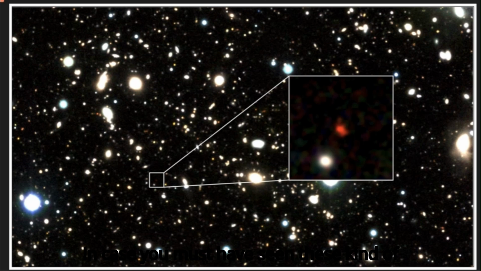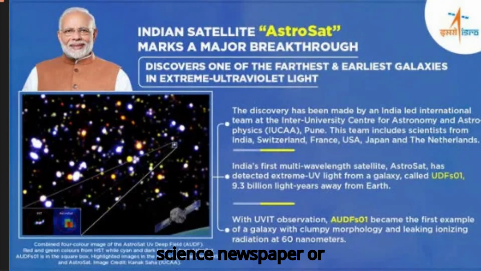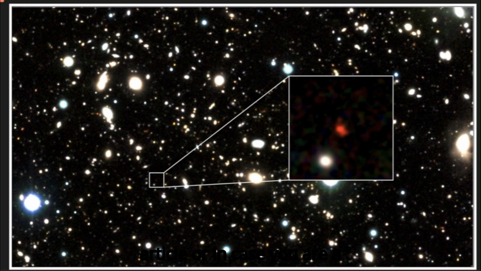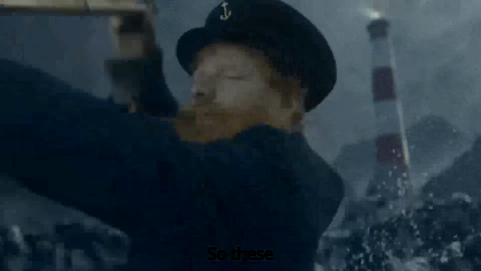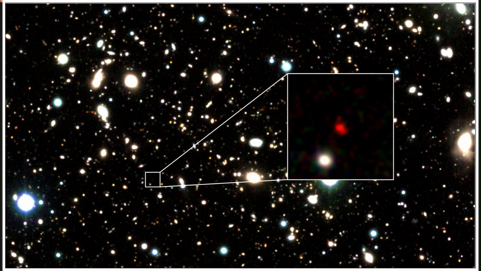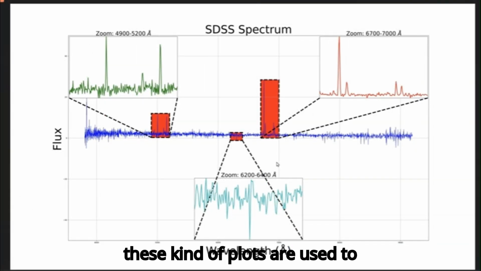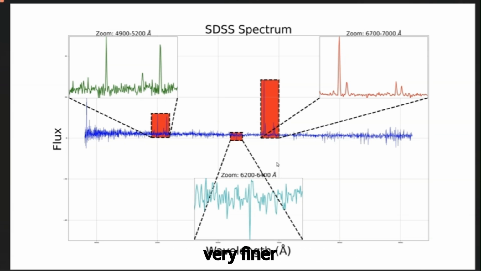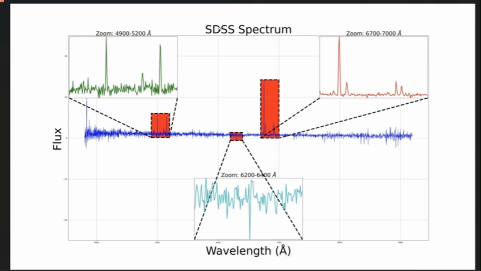Yes, you must have seen these kind of plots in popular science newspapers or articles, or in case you are a physics or astronomy student. So these kind of plots are called inset plots. These kind of plots are used to visualize your data in a very finer region.